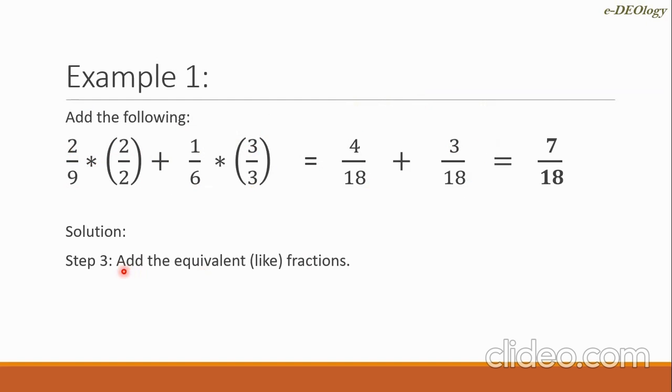Then in step 3, we're going to add now the fractions. Eventually they are now like fractions. So the final answer is 7 over 18, because 4 plus 3 is 7, and then we copy the common denominator.